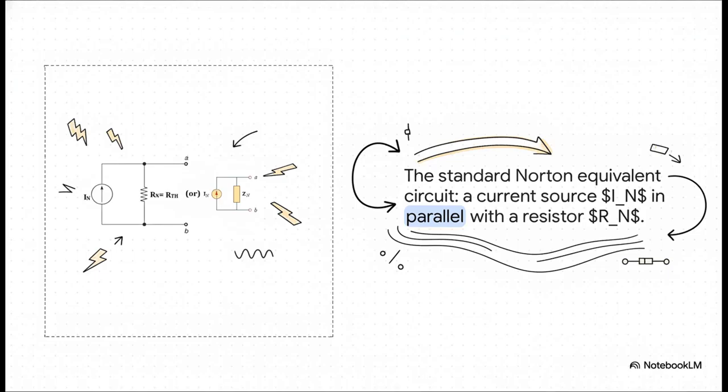It's beautifully simple. You've got your current source, I_N, pushing out a steady current, and right next to it, in parallel, is the Norton resistance, R_N. Anything you connect to those terminals A and B will behave exactly like it was connected to the original, much more complex circuit. It won't know the difference.